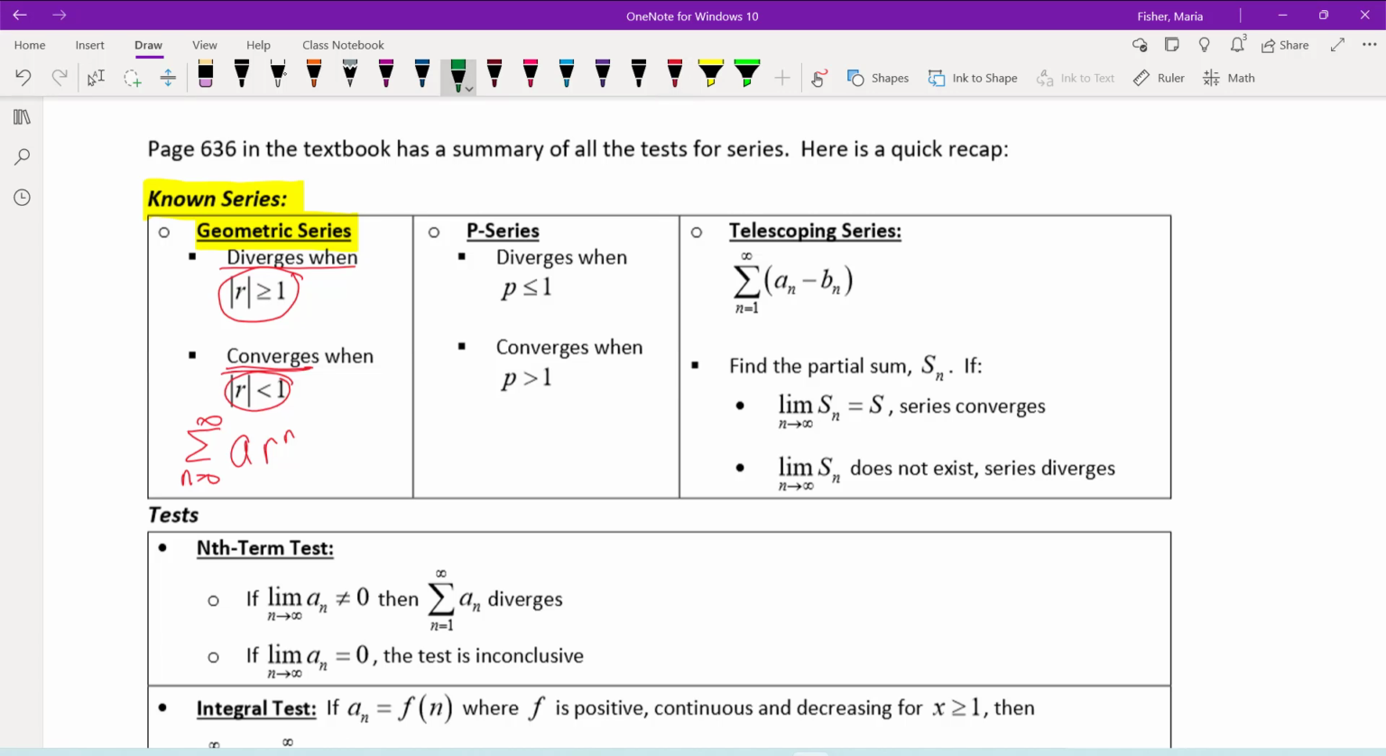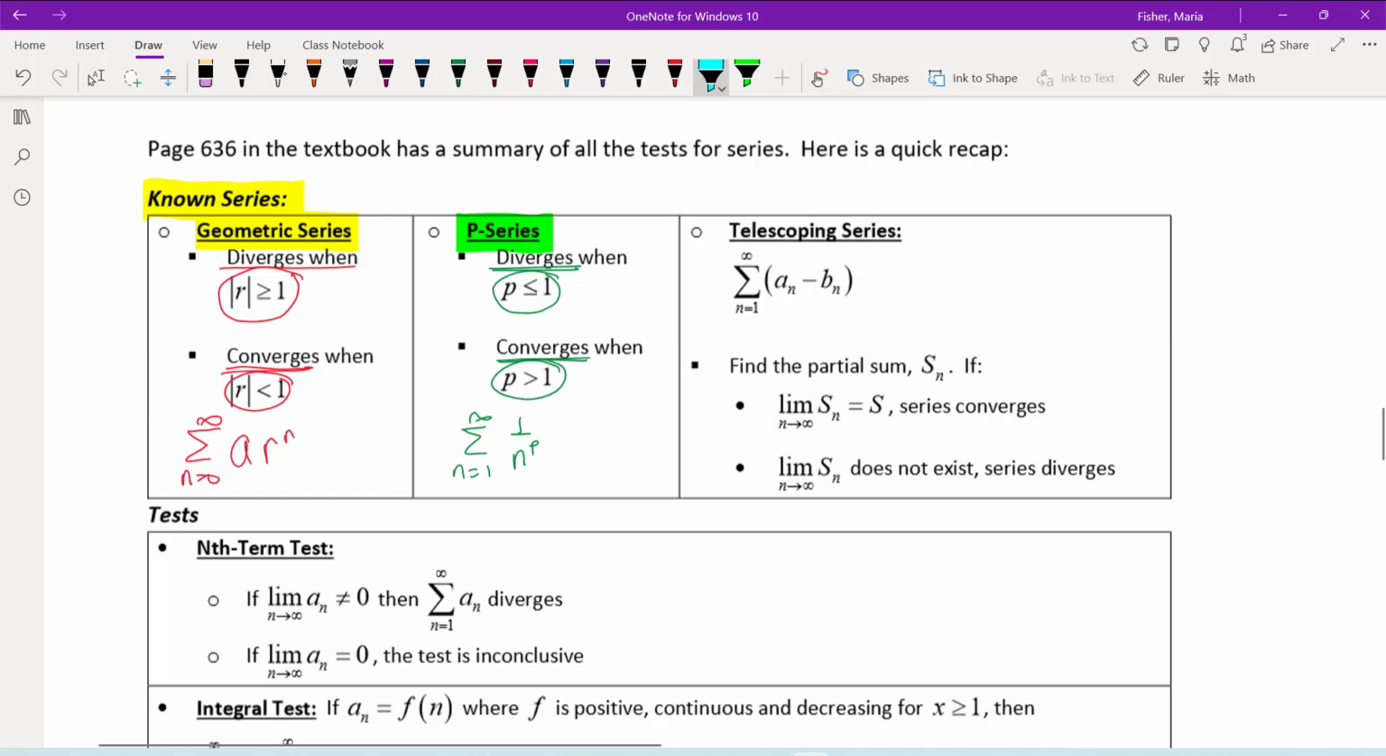P series were in the form the sum from n equals 1 to infinity of 1 over n to the p. So for a P series, if p was less than or equal to 1, you diverge, and if p was greater than 1, you converge.